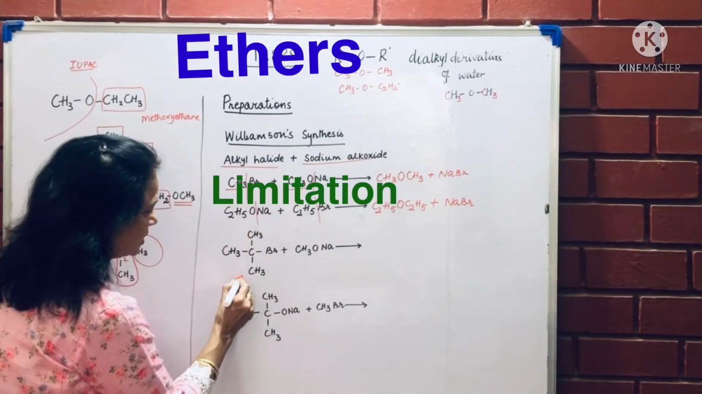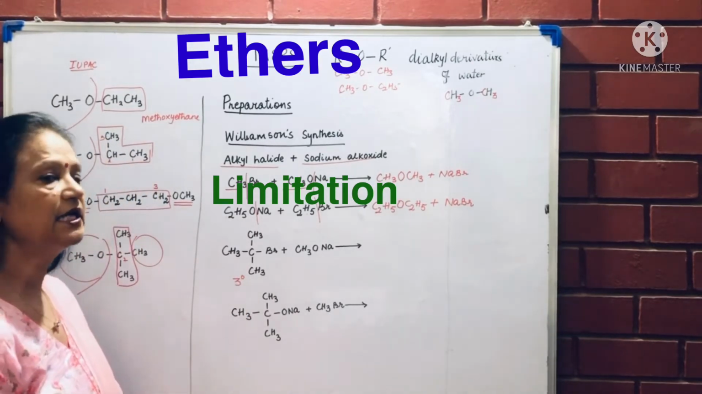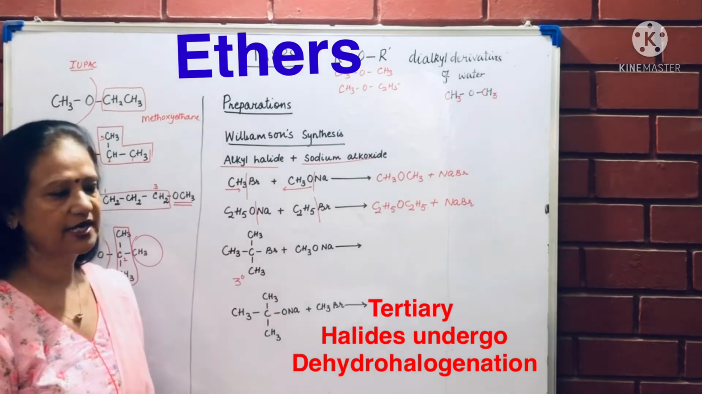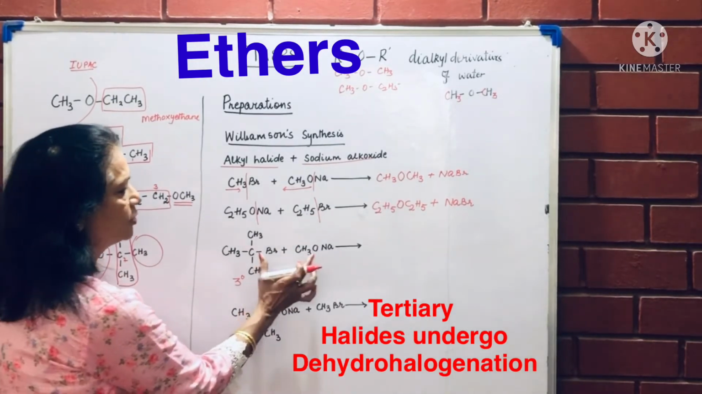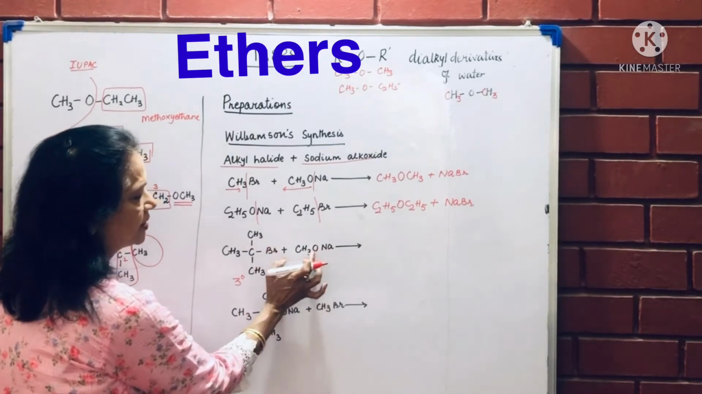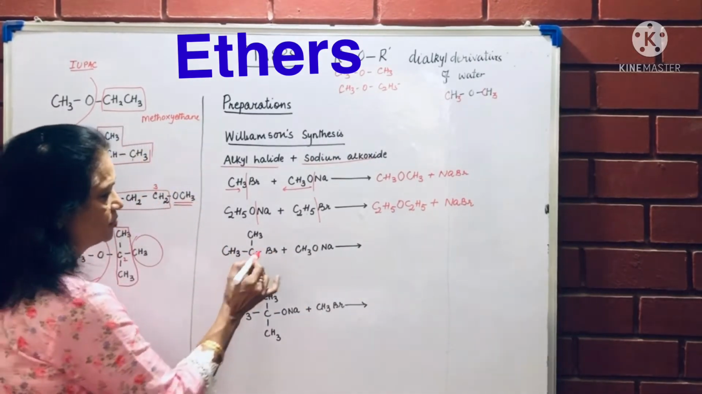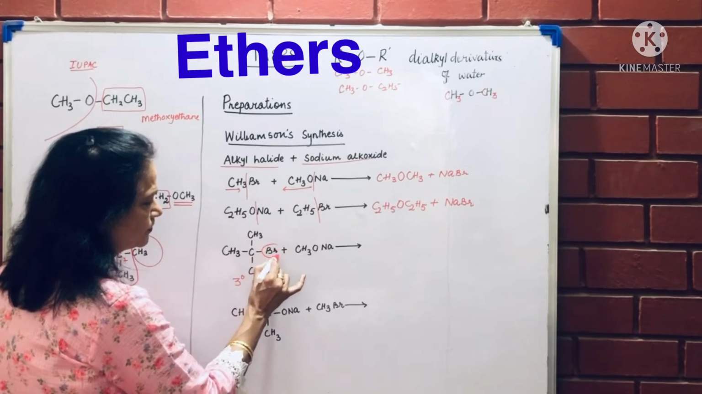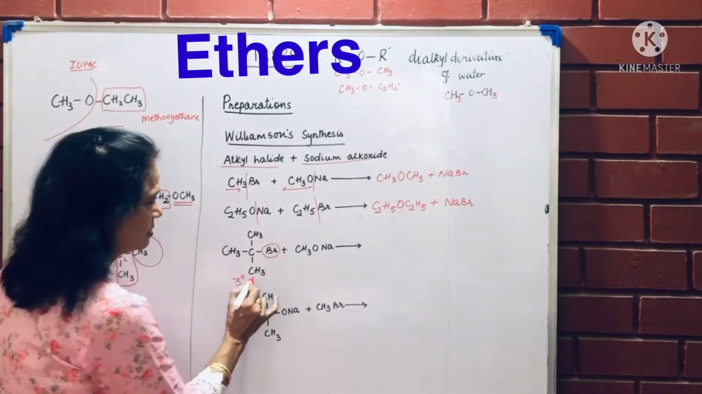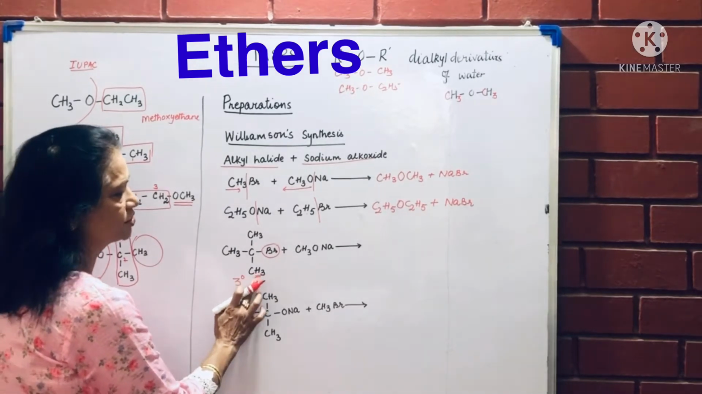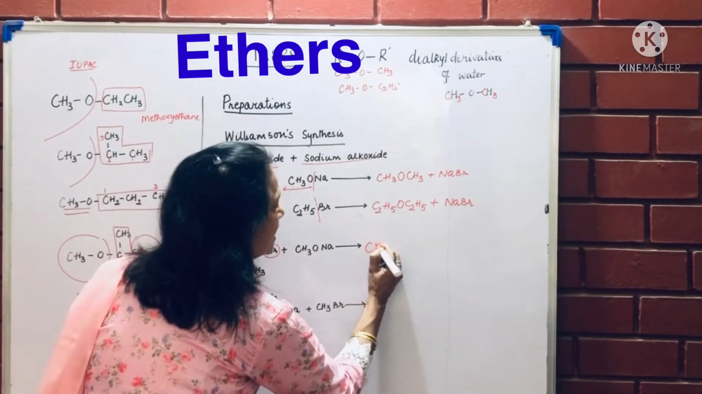If I use a tertiary halide, dehydrohalogenation takes place. That means I will not get an ether. The reaction will not take place as NaBr here and OCH3 attached here. No. Dehydrohalogenation, which means halogen removed from here, hydrogen removed from here. So if I remove hydrogen here, it makes an alkene.